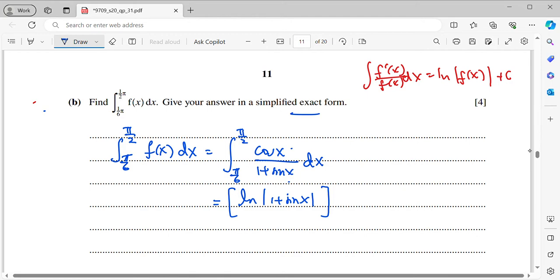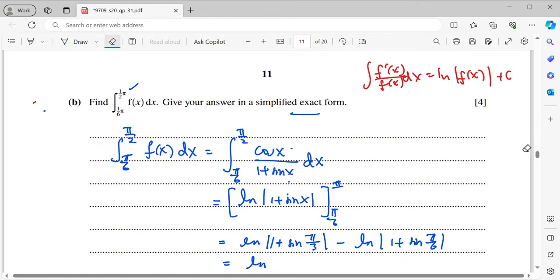Then the limits, just rewrite the two limits. Now you replace the x by the limits first. So I'll get ln of 1 plus sin x. I put a modulus here to make sure that it is a positive value. If you are sure that it is positive, then you can just use brackets. Then minus ln of 1 plus sine pi over 6. The upper limit is pi over 2. Alright, I wrote wrongly, this is 2. So sine pi over 2 is 1, so 1 plus 1 is 2. So minus ln 3 over 2.